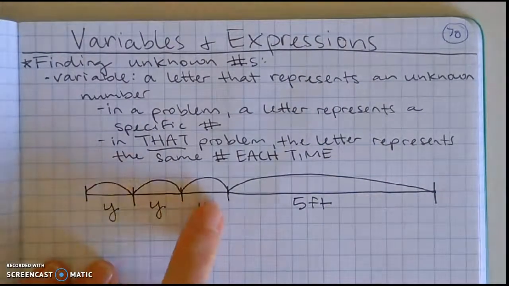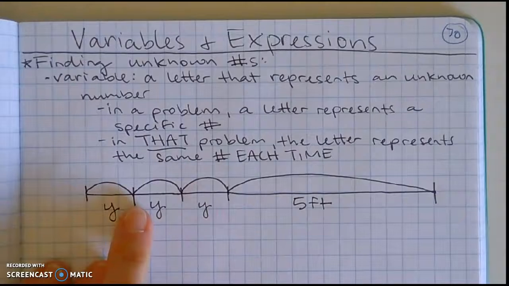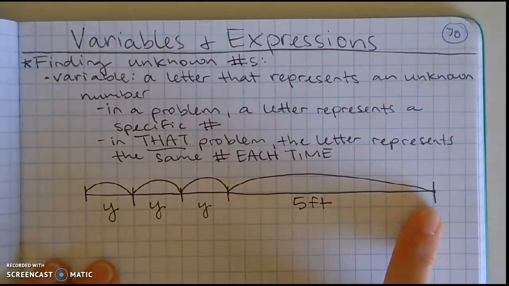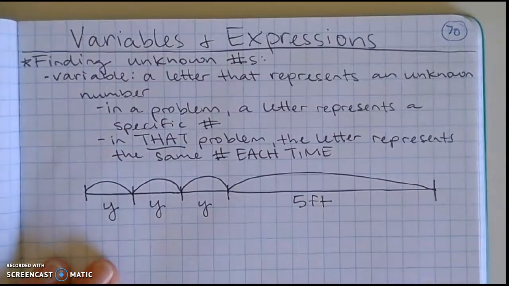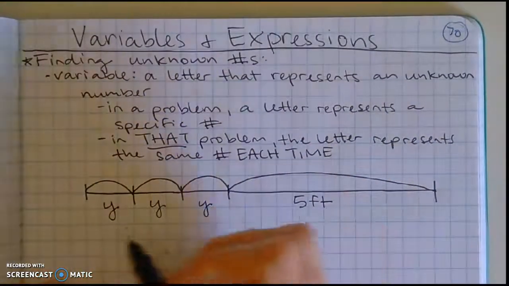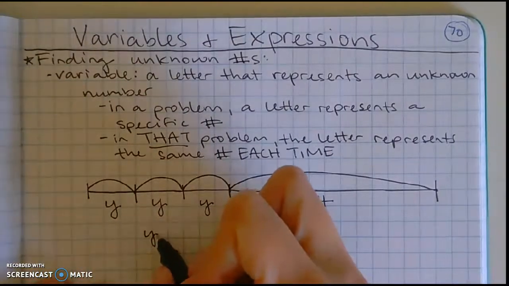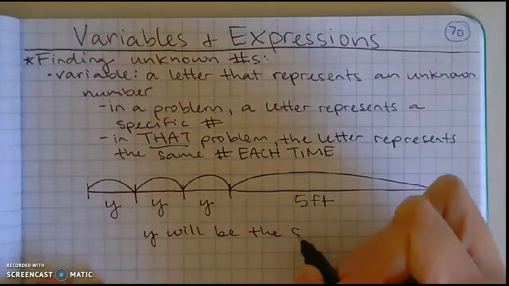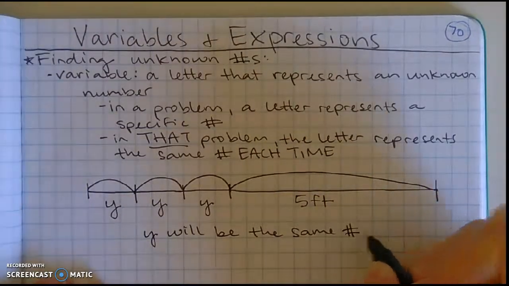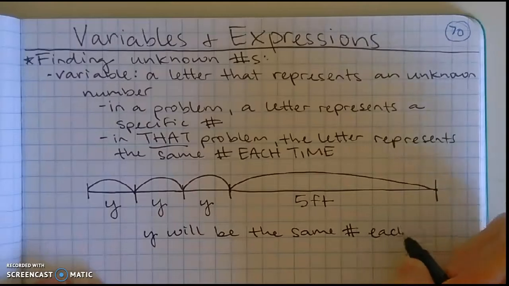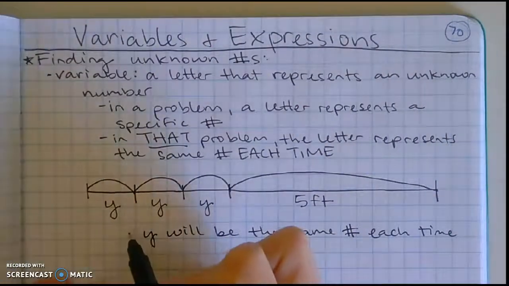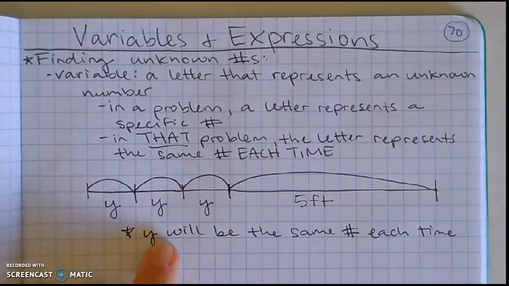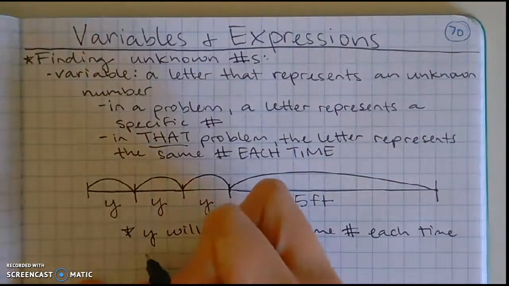So I know that all of these jumps are the same distance. I'm just not quite sure how long that is. And I know that this last jump that frog made was 5 feet. Okay, so I know that y is going to equal the same number each time. Okay, so that's what we're talking about. Okay, so let's say that y equaled 3 feet in here.